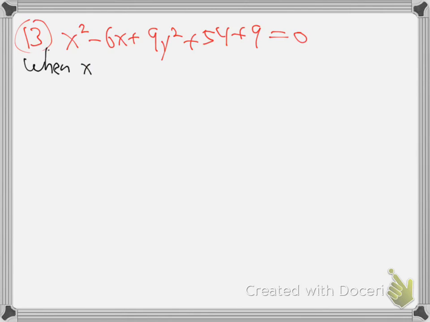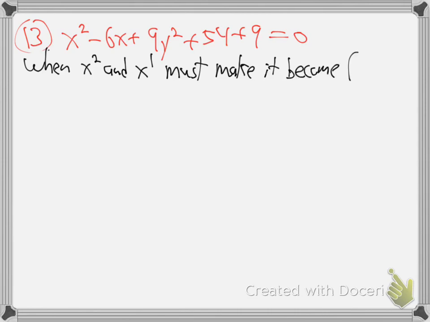When you have x squared and x to the first, you must make it become x plus a number squared. Same thing for y. So you're going to complete the square again. Complete the square twice here, for both x and for y. Does that make sense, what we're saying?